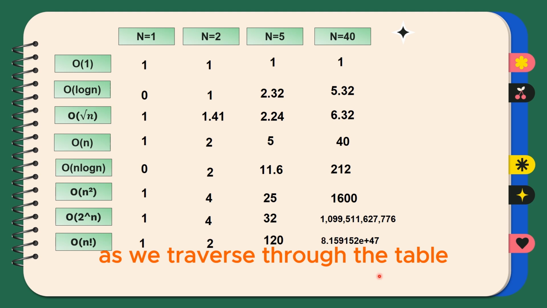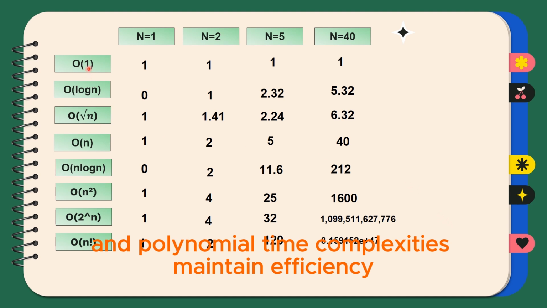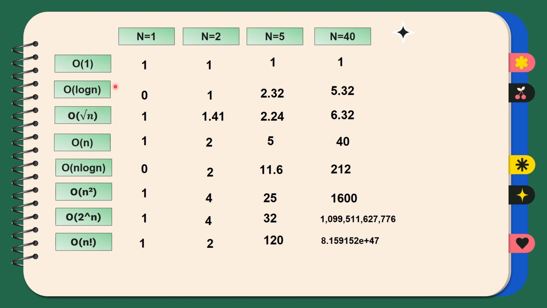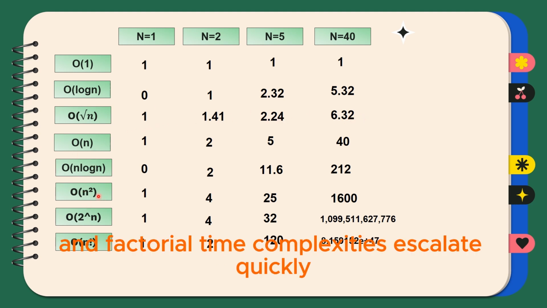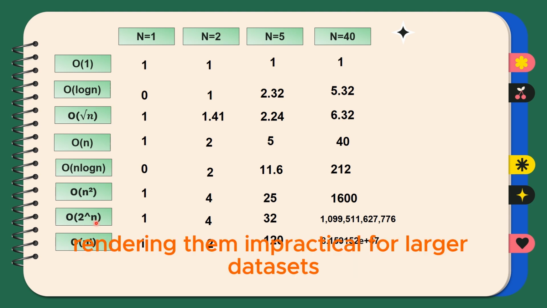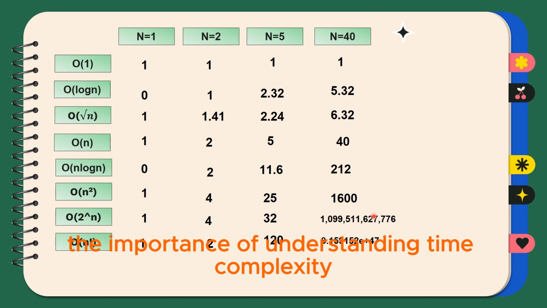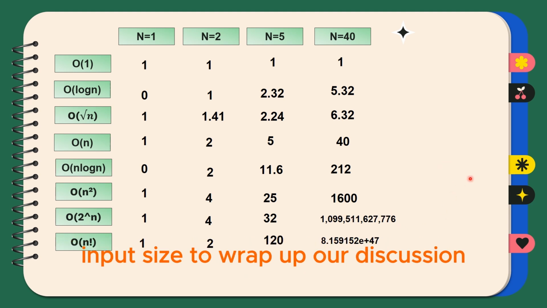As we traverse through the table, it's evident that constant, logarithmic, and sublinear time complexities maintain efficiency, even with increased input size. In contrast, quadratic, cubic, exponential, and factorial time complexities escalate quickly, rendering them impractical for larger datasets. This shows the importance of understanding time complexity when selecting algorithms based on the expected input size.